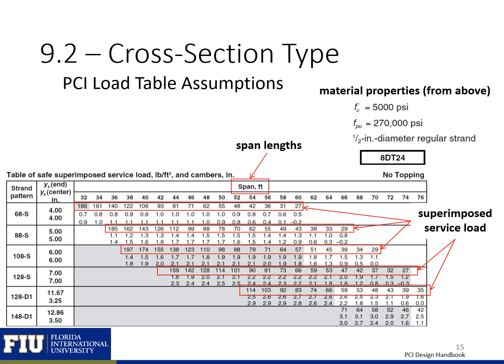So with these tables, you can come with your superimposed service load and your span length, and you can determine what cell you should be in. So if you have a 50-foot span with a 78 pounds per square foot superimposed service load, we'd be right here, and we can come over and determine our strand location and strand pattern.